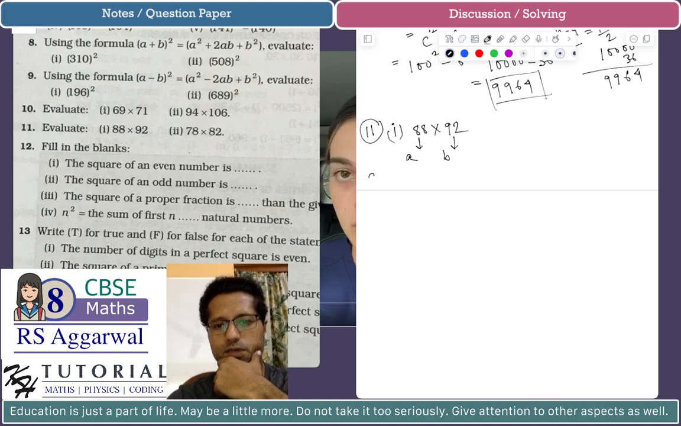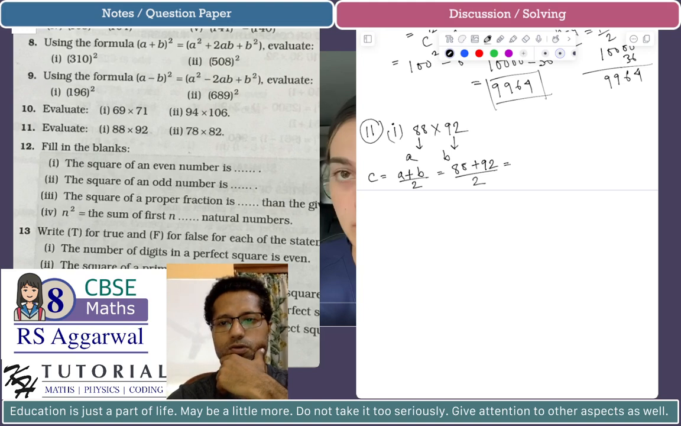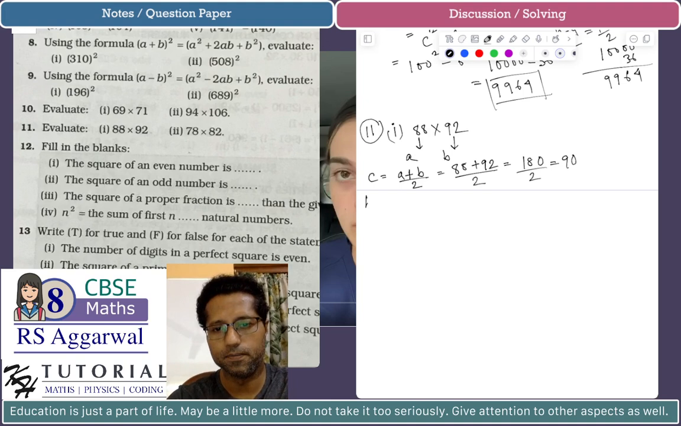So let's say C will be equal to (A plus B) by 2. That is equal to (88 plus 92) by 2. This is equal to 180 by 2. That is equal to 90. So C is 90. Also, we need to find (B minus A) by 2. That is equal to (92 minus 88) divided by 2. This is equal to 4 by 2. This is equal to 2.